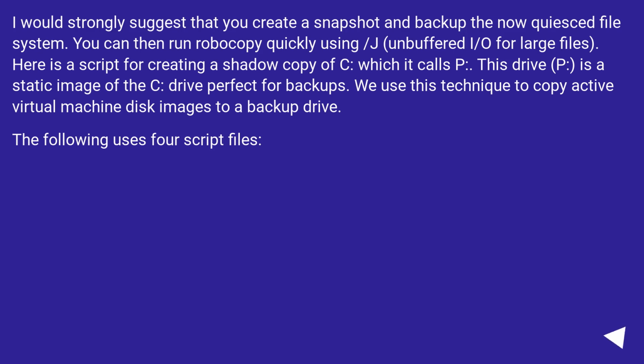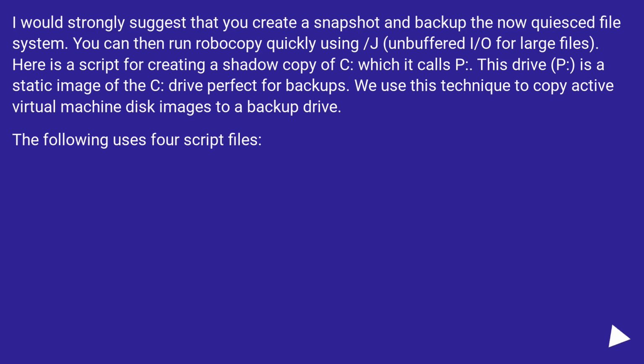I would strongly suggest that you create a snapshot and back up the now quiesced file system. You can then run Robocopy quickly using /j, unbuffered I/O for large files. Here is a script for creating a shadow copy of C, which it calls P. This drive, P, is a static image of the C drive, perfect for backups. We use this technique to copy active virtual machine disk images to a backup drive.